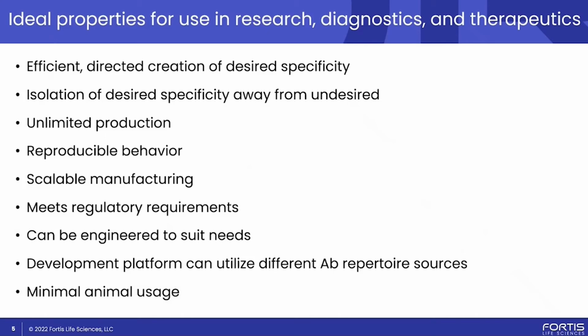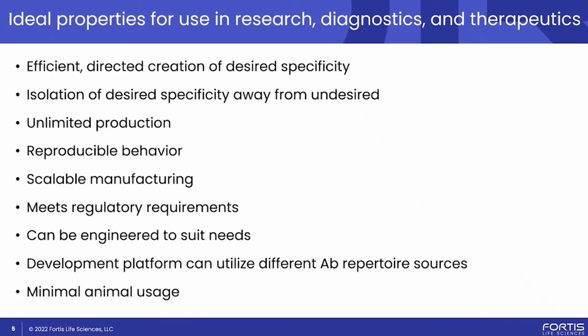Ideally, these include the efficient and directed creation of the specificity that you're attempting to achieve, the ability to isolate that desired specificity away from other specificities that you do not want. Ideally, you would be able to produce the antibody in perpetuity. The behavior of the antibody that you're producing should be reproducible each time that you make it.